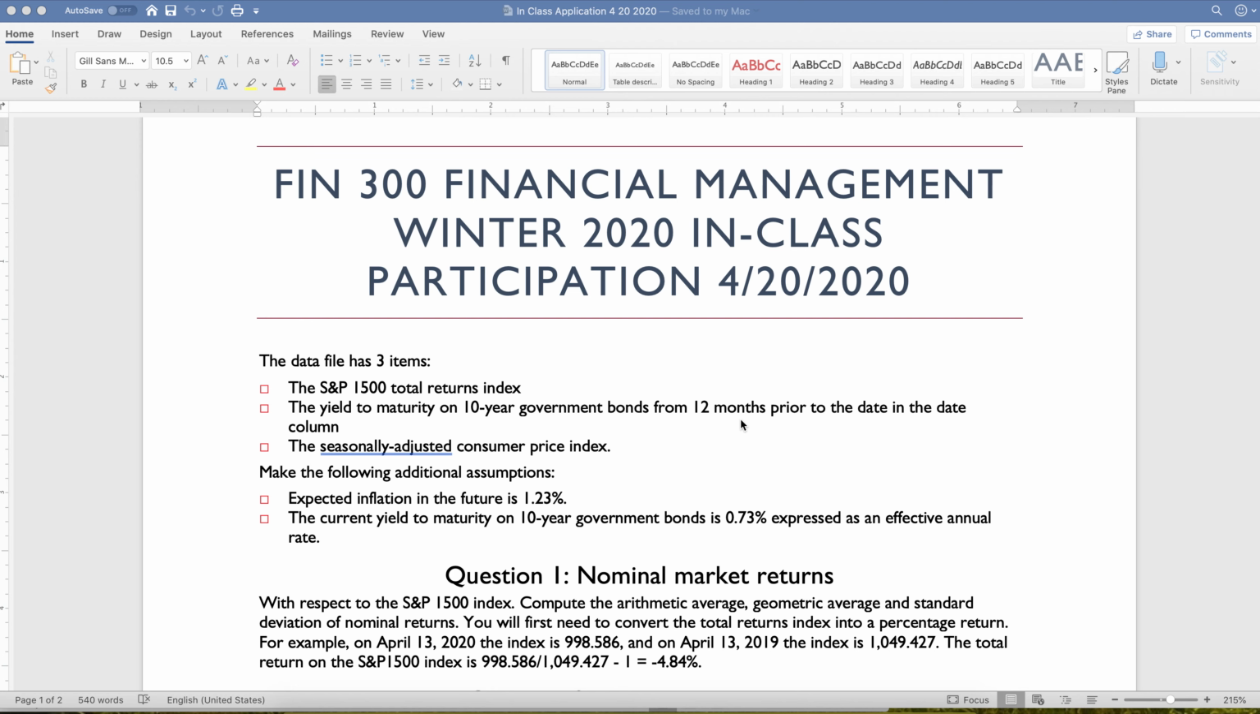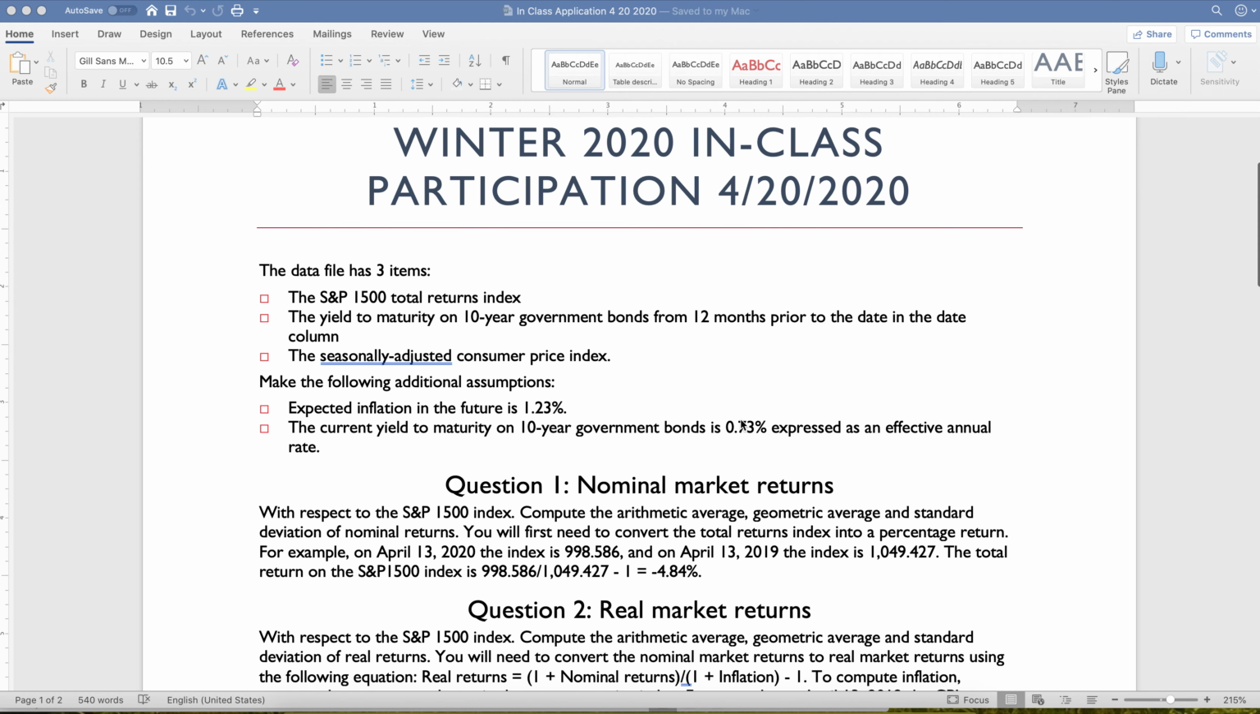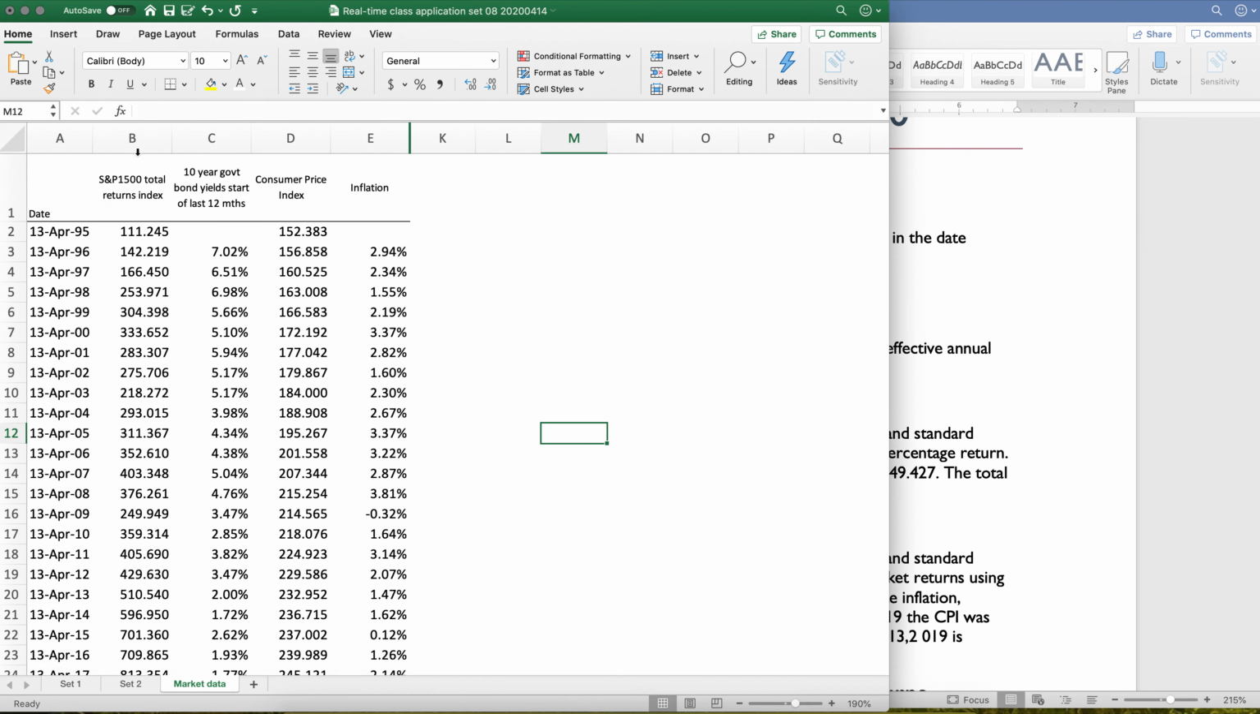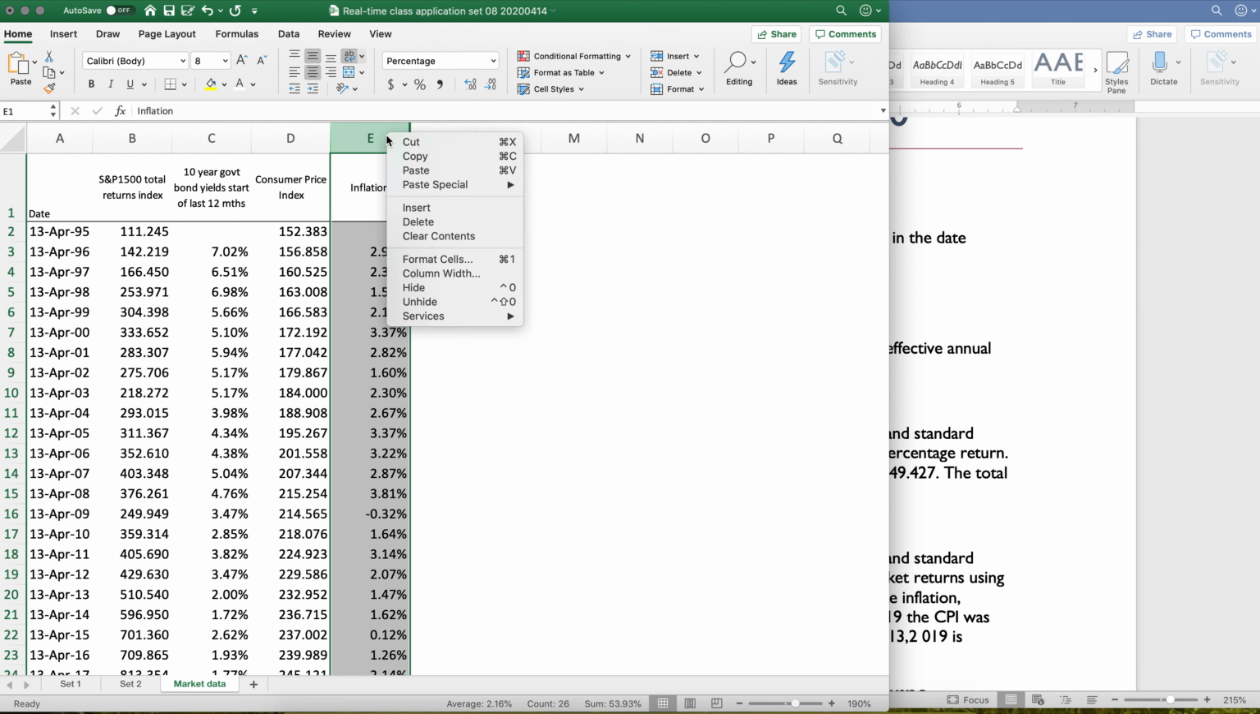The last in-class participation, and here is question 1. We have a data file that gives us all these random pieces of information, and we want to use the nominal market returns to compute the arithmetic, geometric, and standard deviations of nominal returns. So we have, oops, I need to hide this.